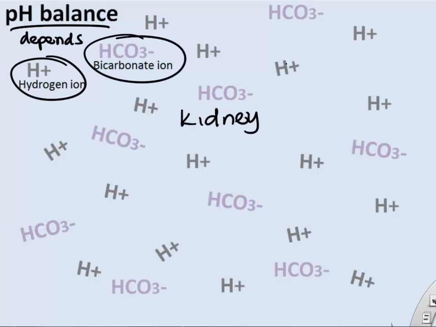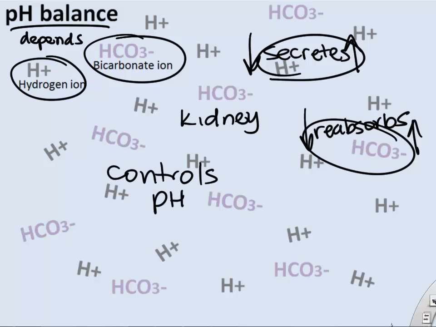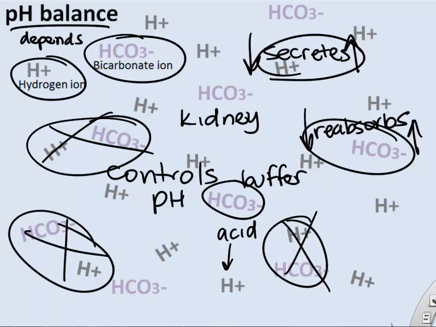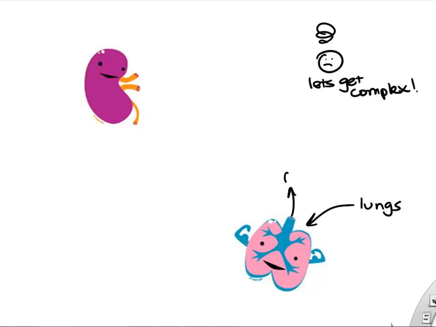Okay, so pH balance really depends on the little hydrogen ions floating around and the bicarbonate ions floating around in your body's fluids. And luckily, your kidney can secrete hydrogen ions and reabsorb bicarbonate ions. So in this way, our kidney helps us in keeping our pH balanced in our body by changing hydrogen secretion and bicarbonate reabsorption. Okay, so let's get a little complex here. We're going to look at pH regulation involving the lungs and the kidneys.